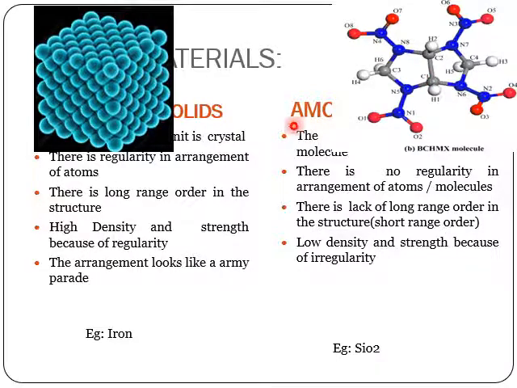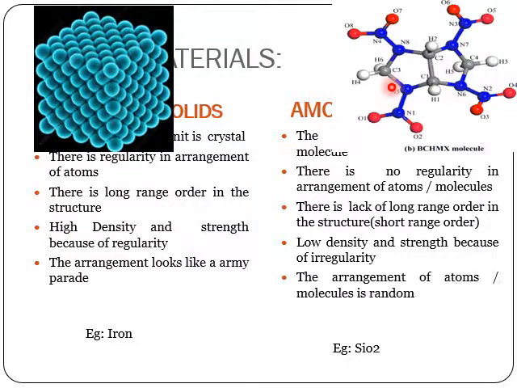Again, the arrangement looks like an army parade. You might have seen it during Republic Day or maybe Independence Day. In the parade, a definite number of army persons will be there in each column and in each row. If you move to any column and any row, the number of atoms present in each column and row are equal. But you cannot see the same arrangement in the amorphous.